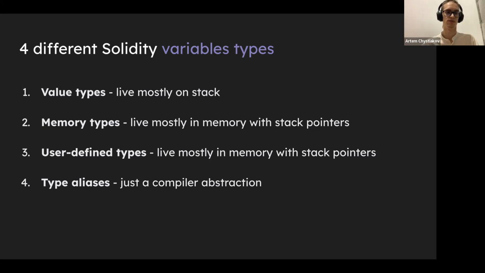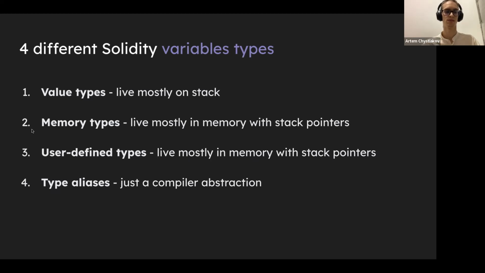So there are 4 different Solidity variable types that you can use. The first one is the value types. It is the most simple type that you can operate with. We'll talk about them on the next slide. These variables live on the stack and are used, for example, inside functions.